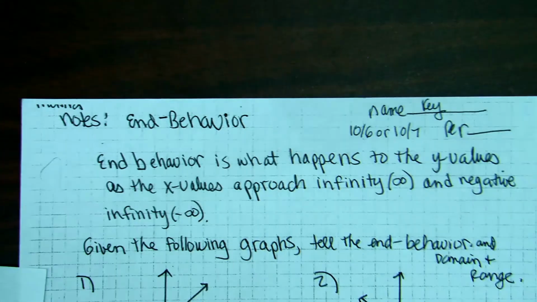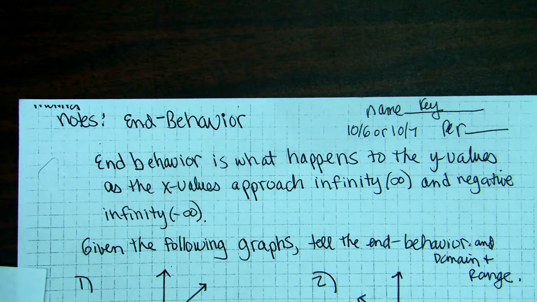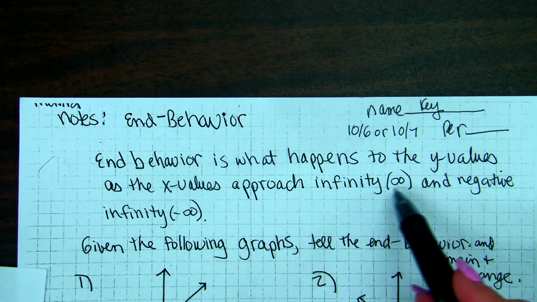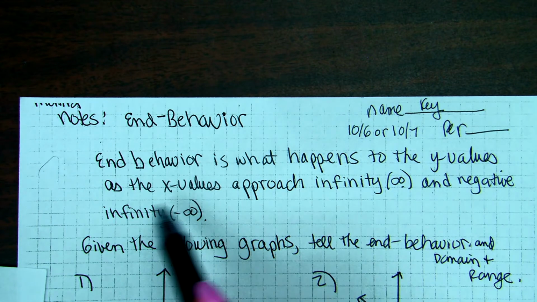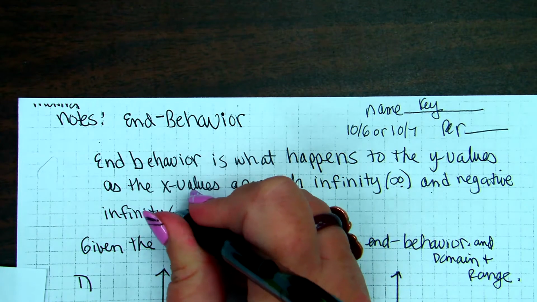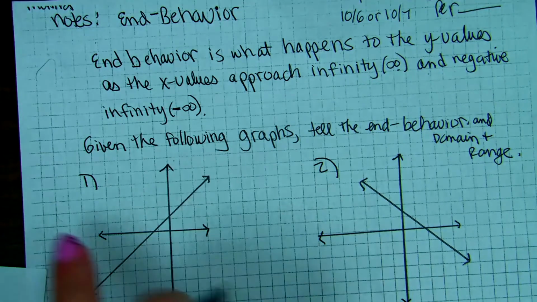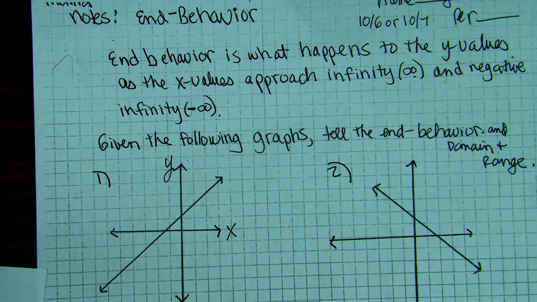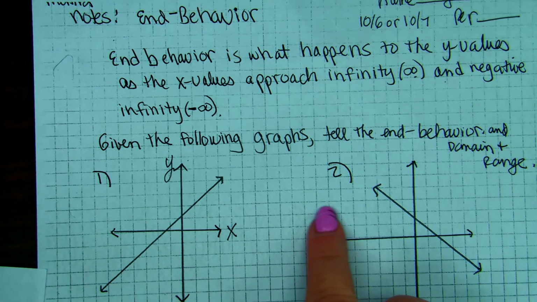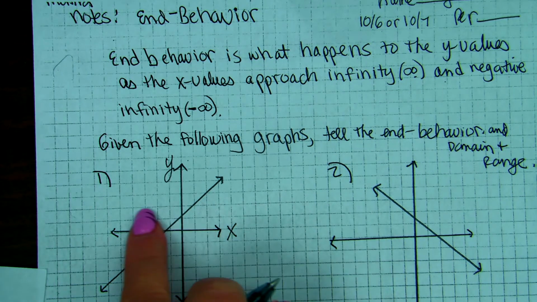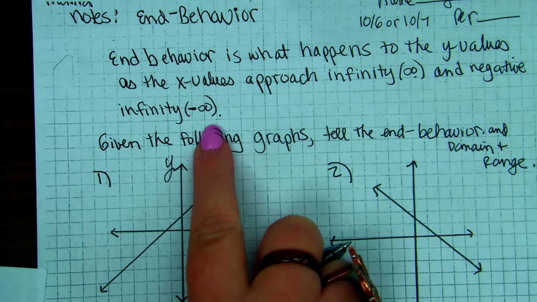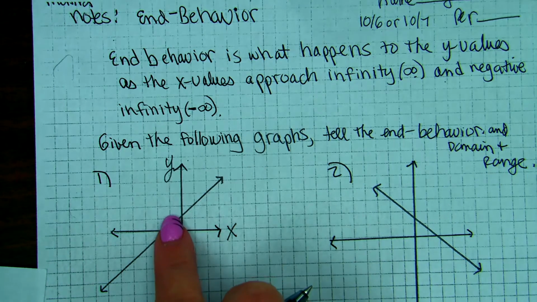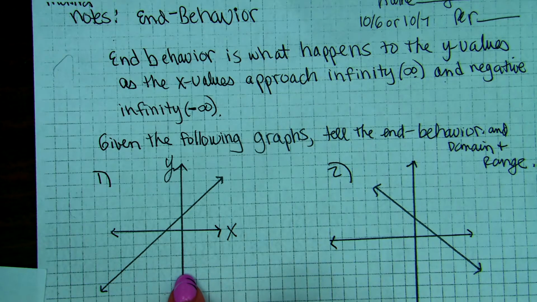End behavior is what happens to the y values as the x values approach infinity and negative infinity. On a graph, this is the x-axis and this is the y-axis. When x is going this way, it's approaching infinity, and when x is going this way, it's approaching negative infinity. When y is going up, it's approaching infinity, and when y is going down, it's approaching negative infinity.